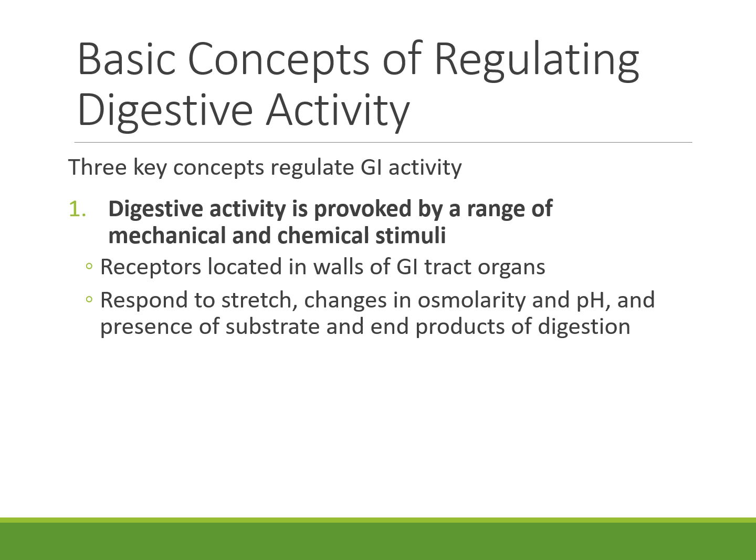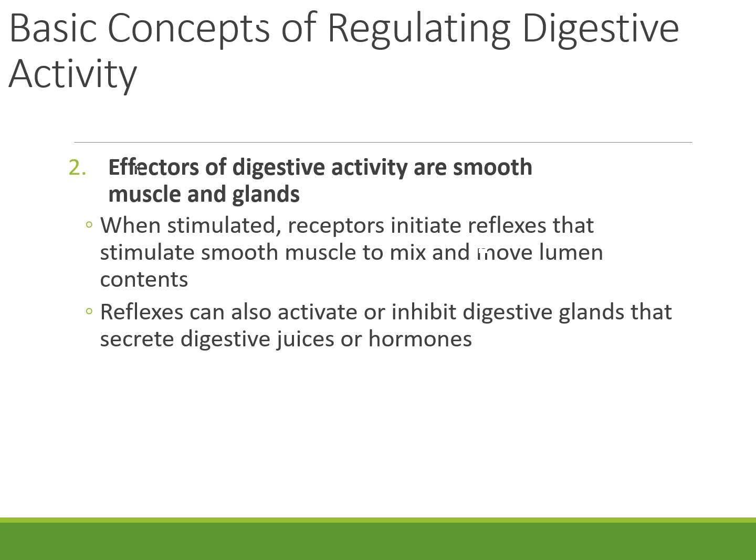The basic concepts of regulating digestive activity: there are three key concepts that regulate the activity of the gastrointestinal tube. First, digestive activity is provoked by a range of mechanical and chemical stimuli. There are lots and lots of receptors in the walls of the GI tract. They respond to stretch. They respond to changes in the osmolarity, which is basically the saltiness, changes in the pH, the presence of substrate, and end products of digestion. So there are a lot of things that are considered stimuli for the GI tract.